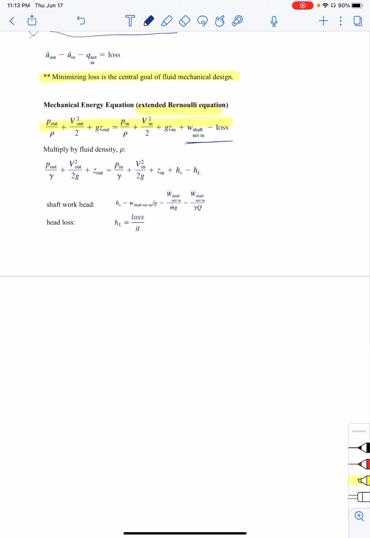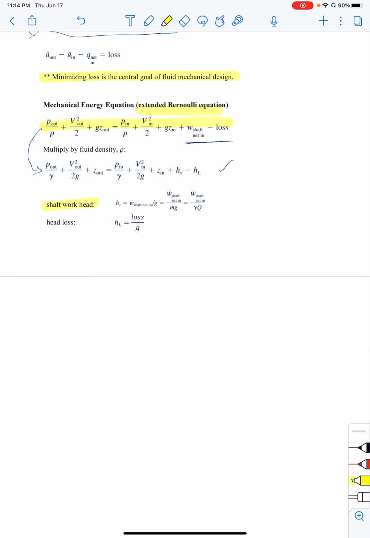Now if we multiply this equation by rho, this is another form of it. It's not different; you can use either one of them in a problem. Let me see what we have here. This definition of H_S, let me write it down. So this is the shaft work here, and this is the definition for it.